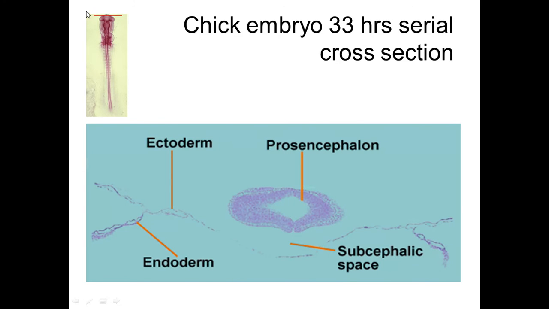So, for your convenience, we're now going to review serial sections of our 33-hour chicken embryo. For your reference, we put here the whole mount of the 33-hour embryo, and every red line made perpendicular to this embryo will be represented in a bigger picture. So this red line here, this cut that's made along the forebrain, corresponds to the prosencephalon part of the animal.